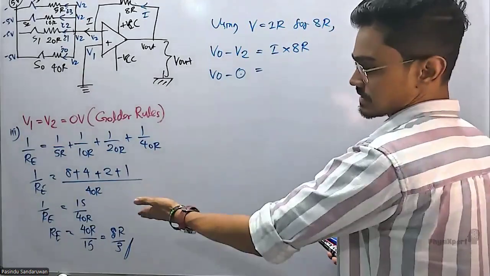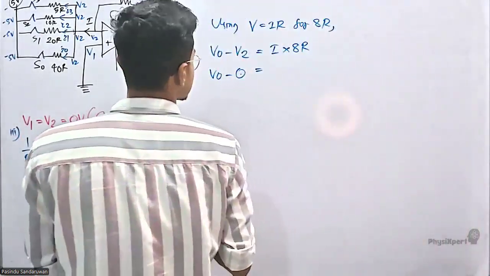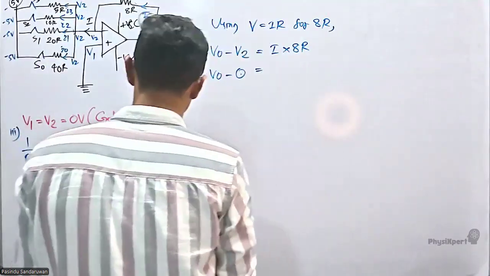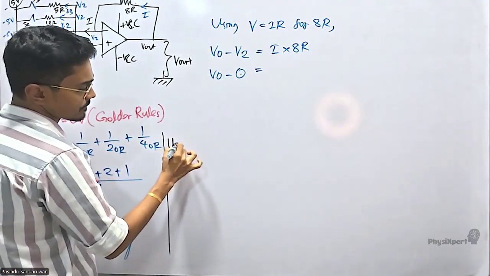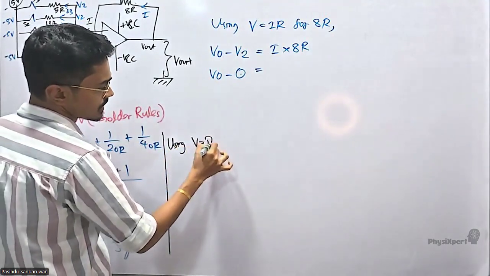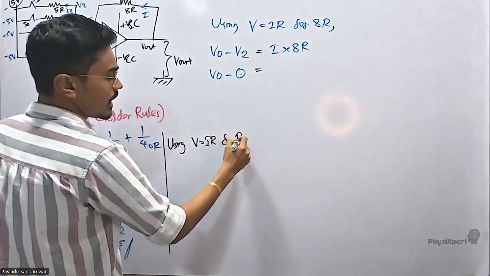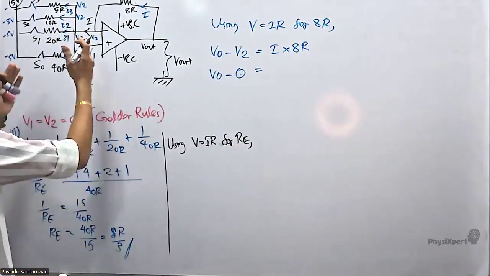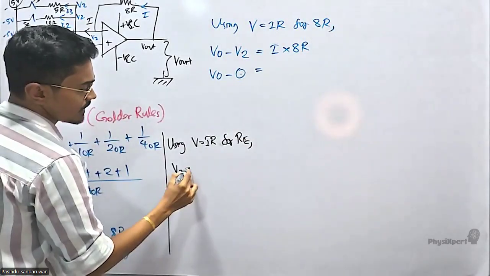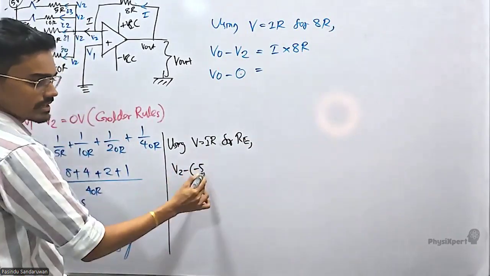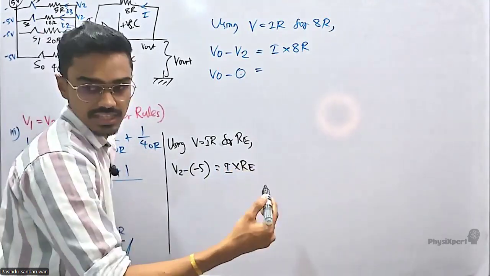Only the equivalent resistance is known, which means I should be determined, right? So first let's determine I. Here, using V equals IR for RE again, then from here to here, again, V2 minus 5 equals I RE. Same application as before.